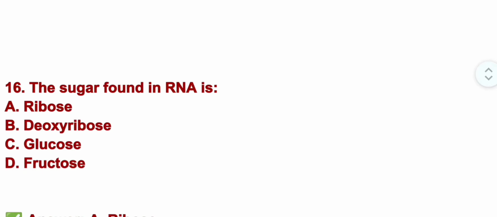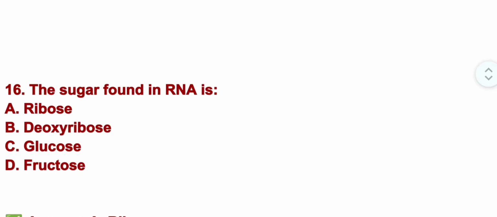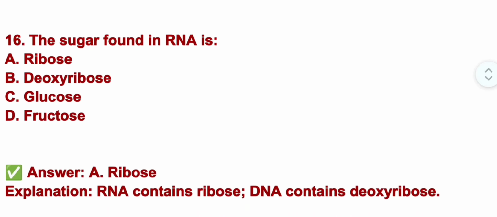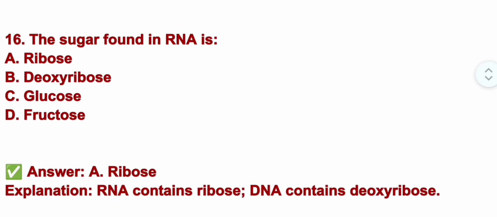Question number 16. The sugar found in RNA is? The correct option is option A. Ribose. RNA contains ribose sugar and DNA contains deoxyribose sugar.